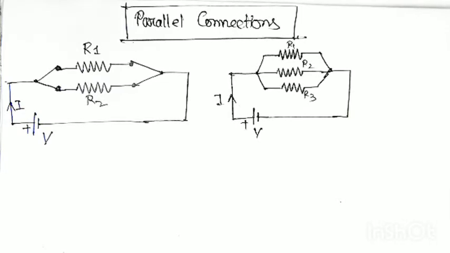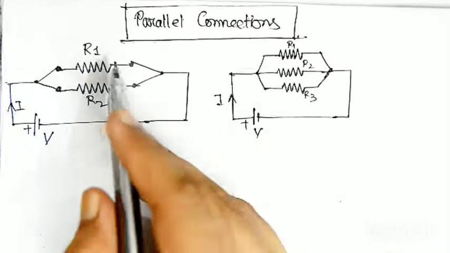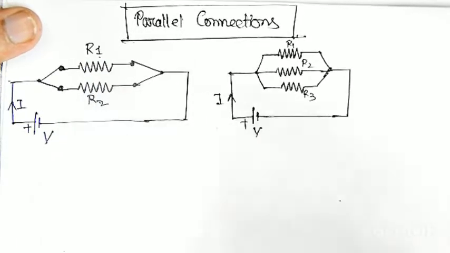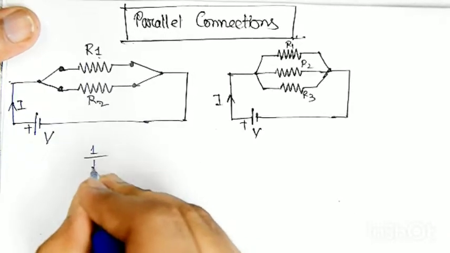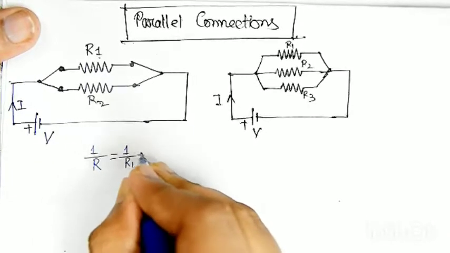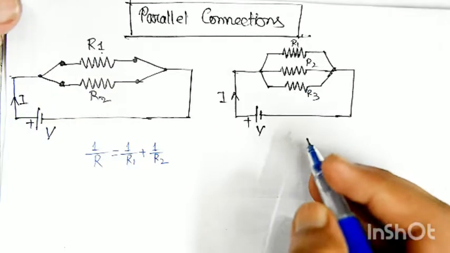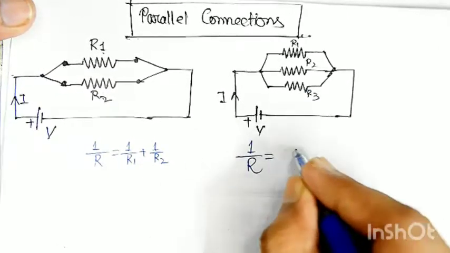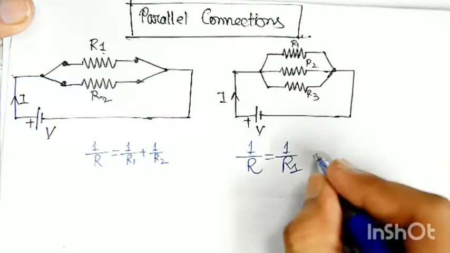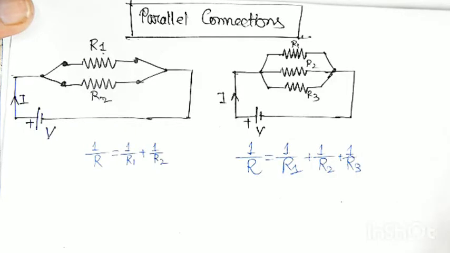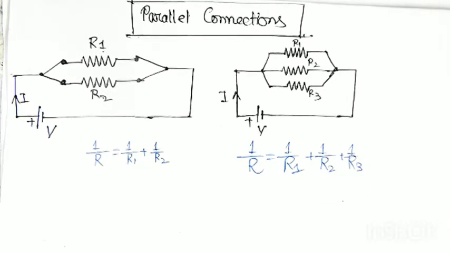They are very different from series connections, so their values are also calculated in a different way. If I am combining two resistances R1 and R2 and the total value is R, then the formula is 1 by R equals 1 by R1 plus 1 by R2. If I am joining 3, then my net value is 1 by R equals 1 by R1 plus 1 by R2 plus 1 by R3. Clear? Let's solve with some examples.